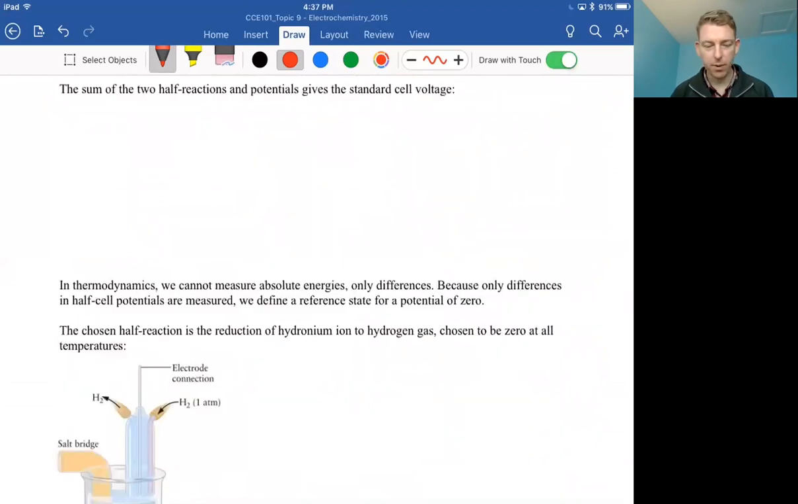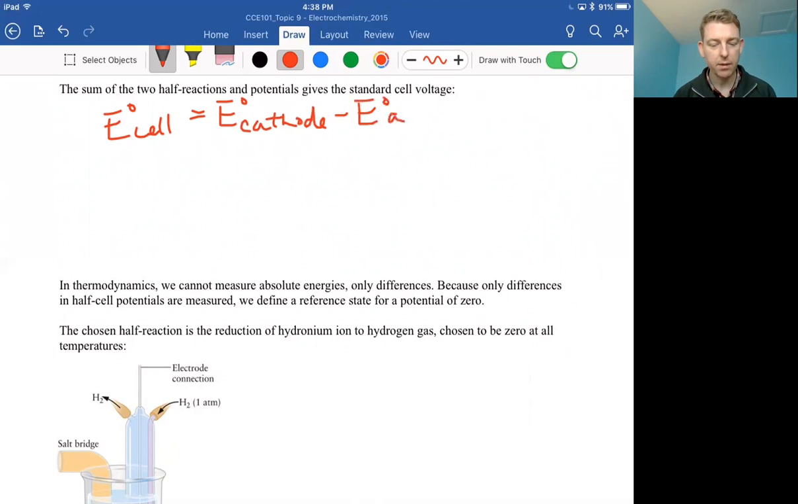The easier way to write this down is to just look directly at the standard cell potential as the cathode minus the anode, or the more positive one minus the less positive one. In most cases, we should then get something that has a positive cell potential, and that's what we want for a battery.